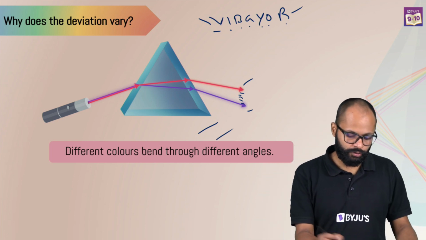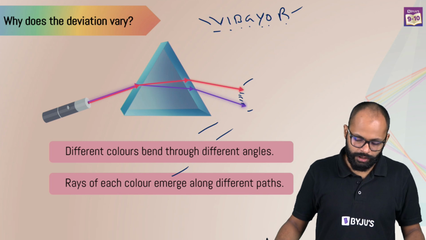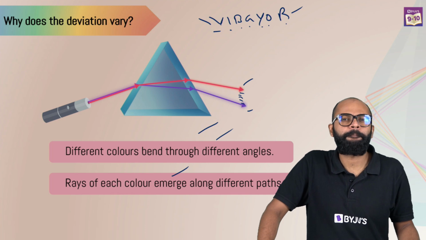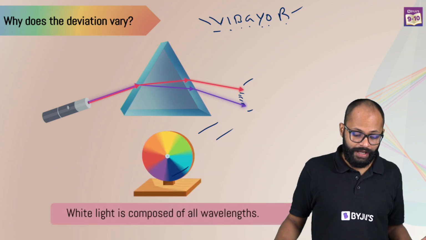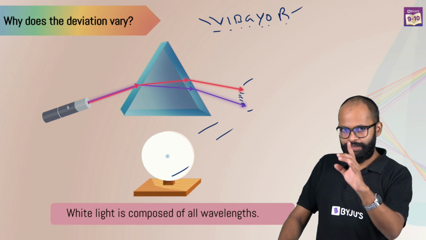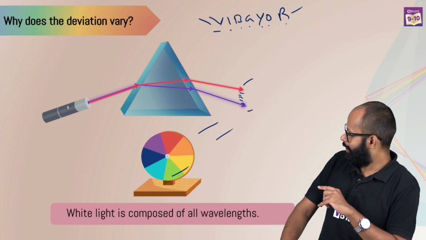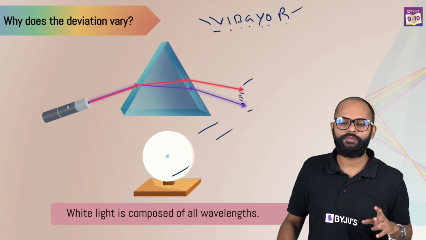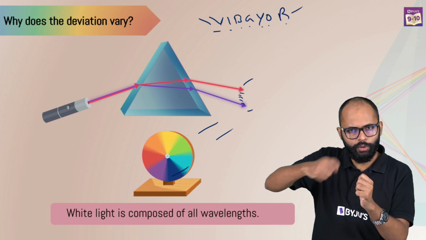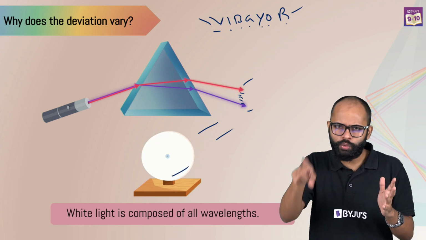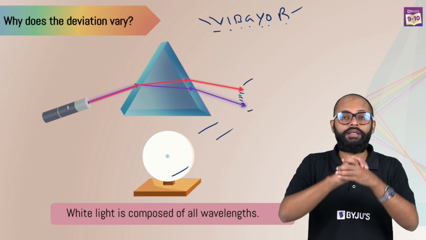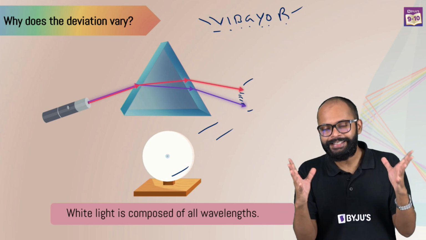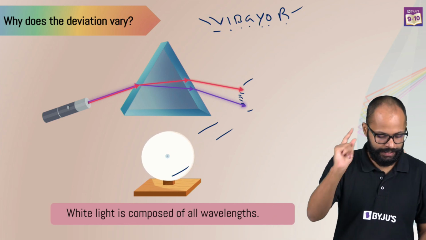So different colors bend through different angles and rays of each color emerge along different paths. Because white light is not one color. It's a combination, and we have seen this experiment. We call it Newton's disc. White light is composed of all wavelengths. It has all these 7 colors, and when you rotate it very fast, it feels like it is just one single white color. This is a way of demonstrating that white light is a combination of these 7 spectrums.